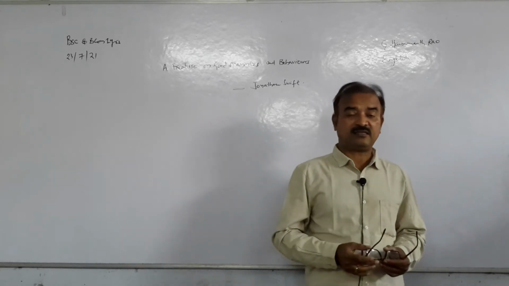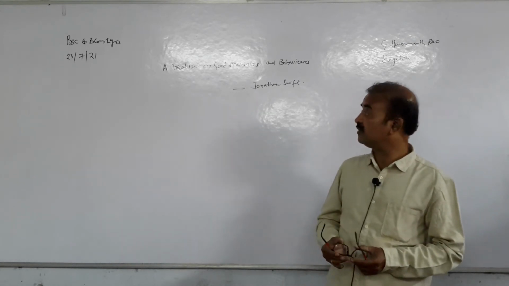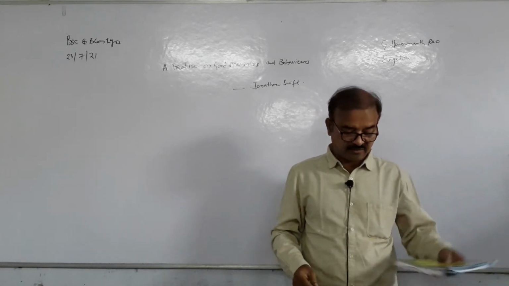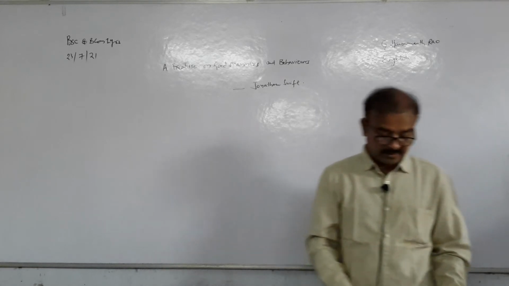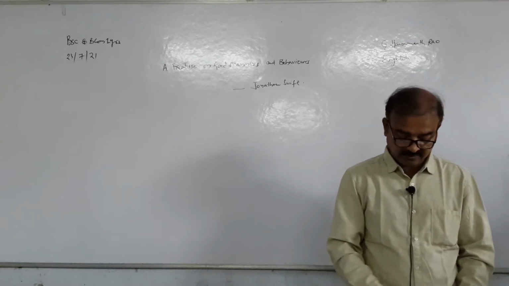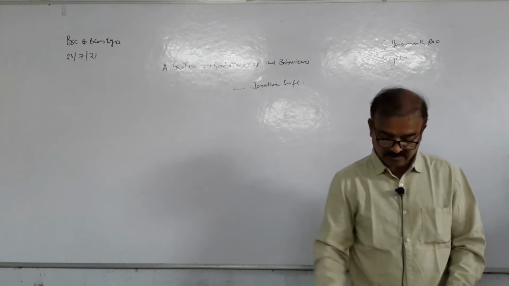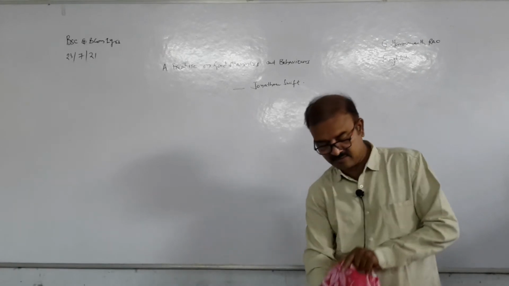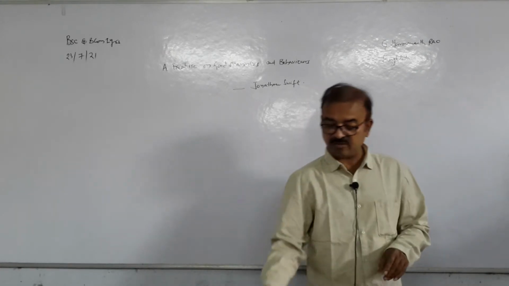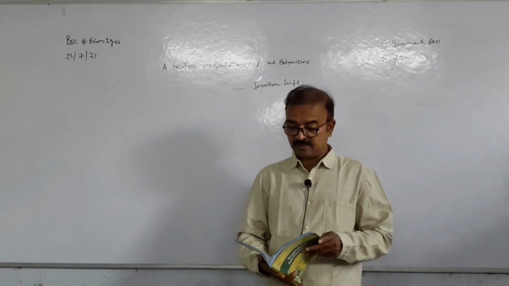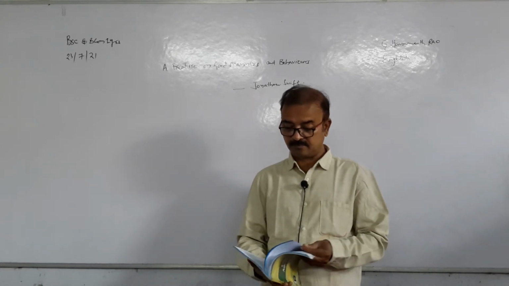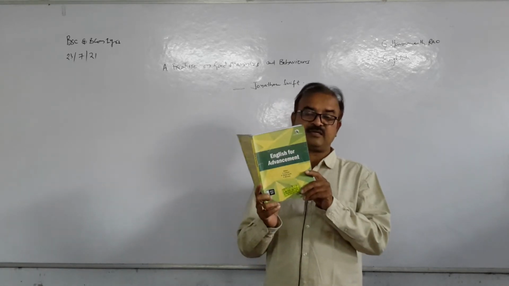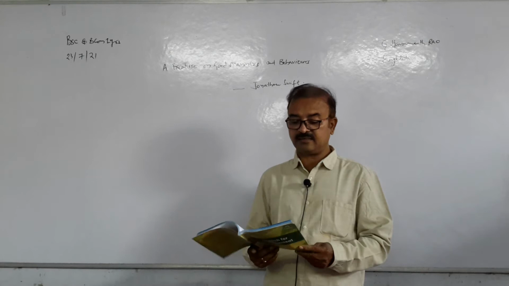What is that? The title of the lesson is A Treatise on Good Manners and Behavior. And I have the textbook with me, girls. And let me also give you an idea about the lesson, about its page number and how many pages it extends to. This is unit 2, girls. This is your textbook.